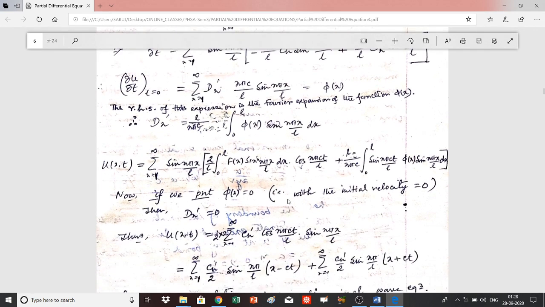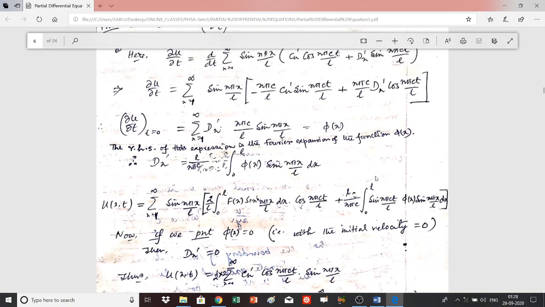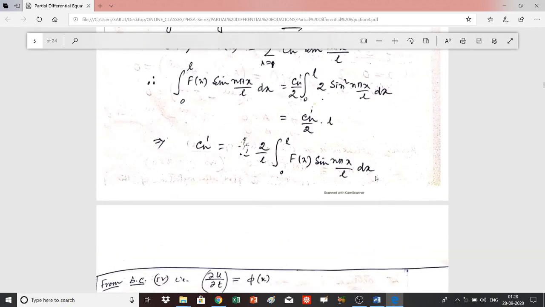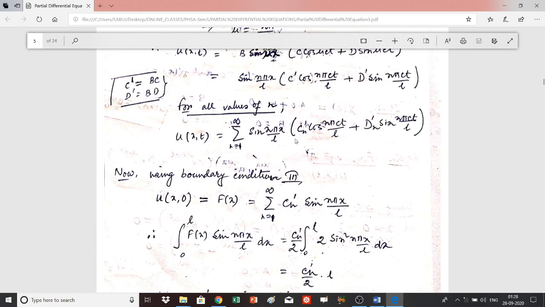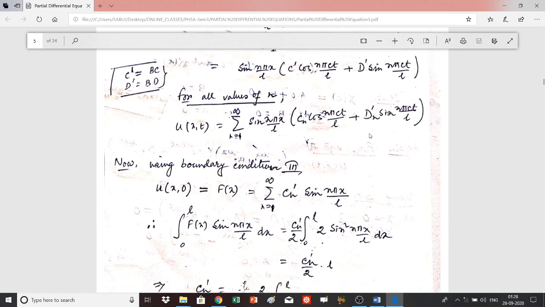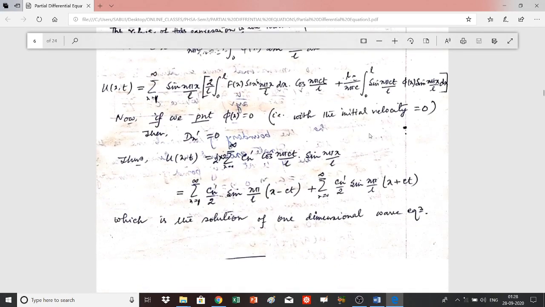So if we now use the values of dn prime and cn prime, we will have u x t is equal to the sum from n equals 1 to infinity sin n pi x by L, 2 by L integral 0 to L f x sin n pi x by L dx, then cos n pi ct by L, plus L by n pi c integral 0 to L phi x sin n pi x by L dx, then sin n pi ct by L. Just use the values of cn prime and dn prime in this expression, substitute the values, and then you will finally get this expression.